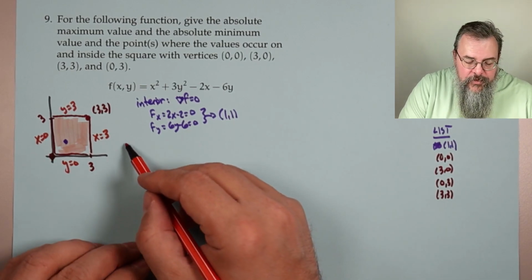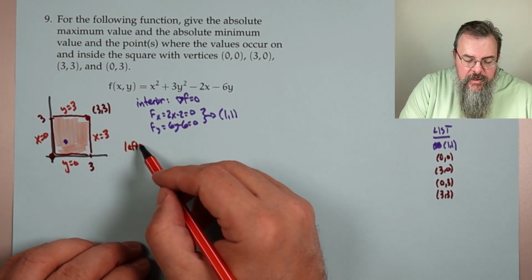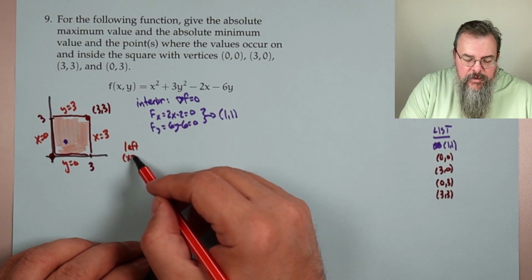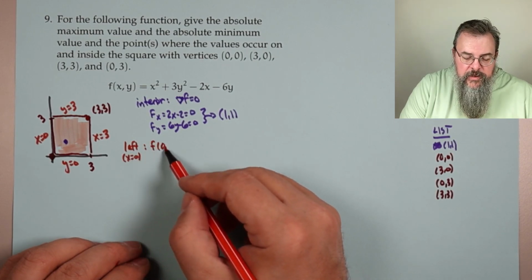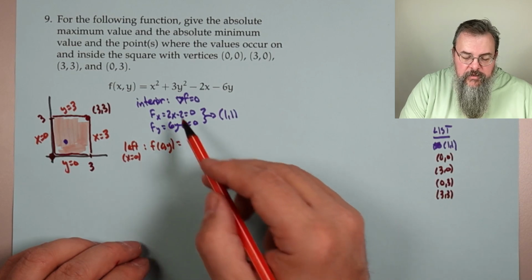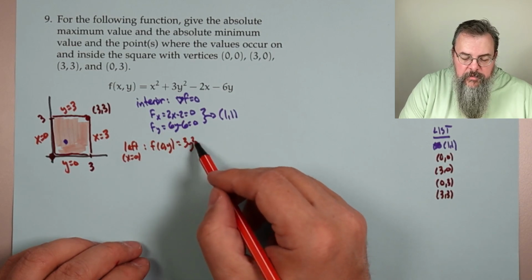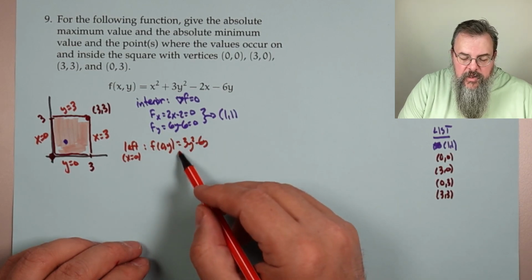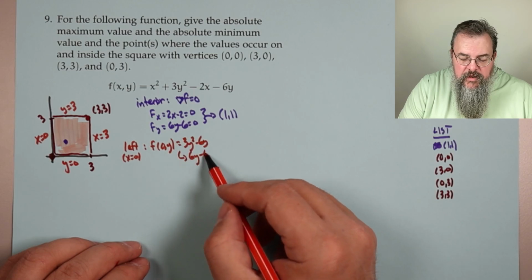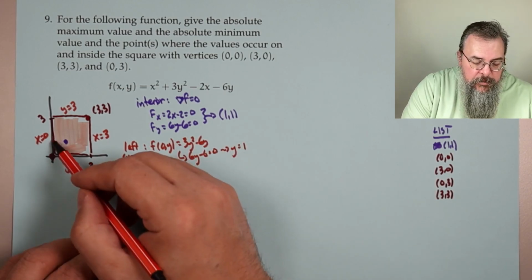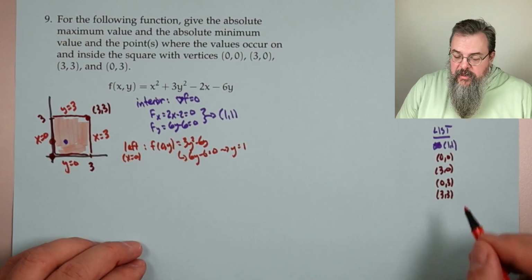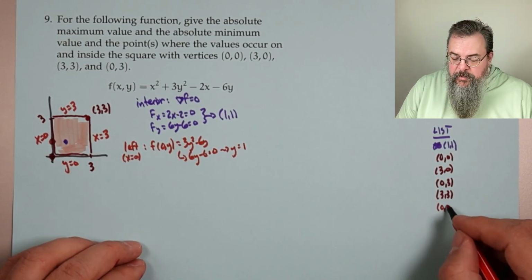So we'll start with the left, and this is x equals 0. We have f of 0 comma y equals 3y squared minus 6y. We take a derivative, 6y minus 6 equals 0, and that says y equals 1. So that would be this point right here. That is the point 0 comma 1.